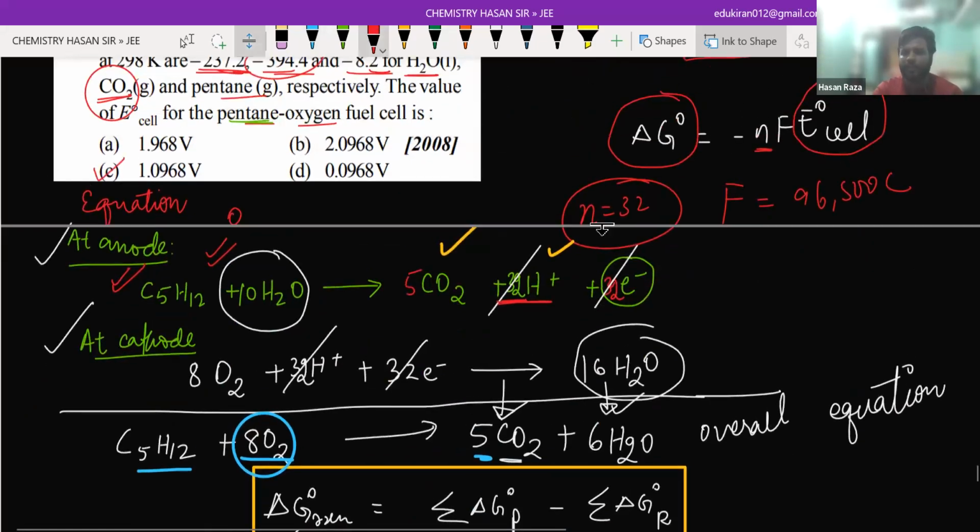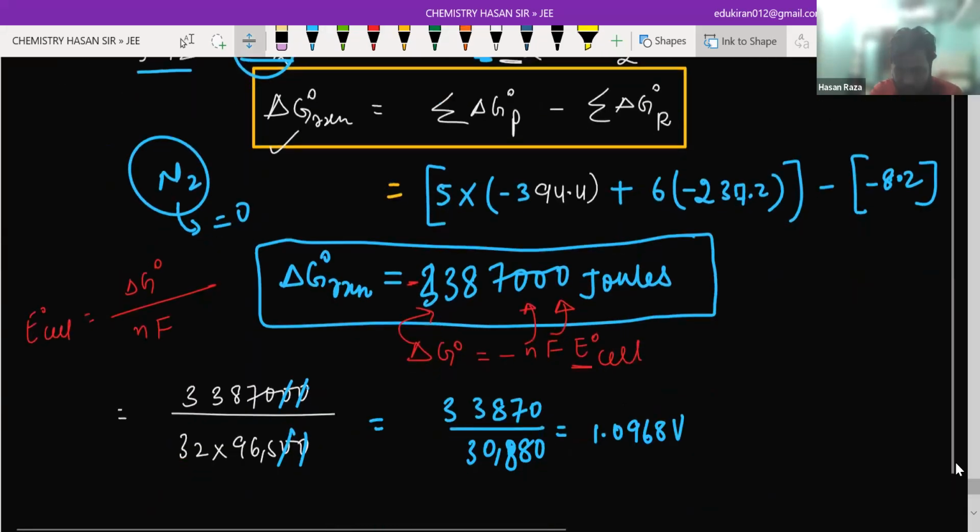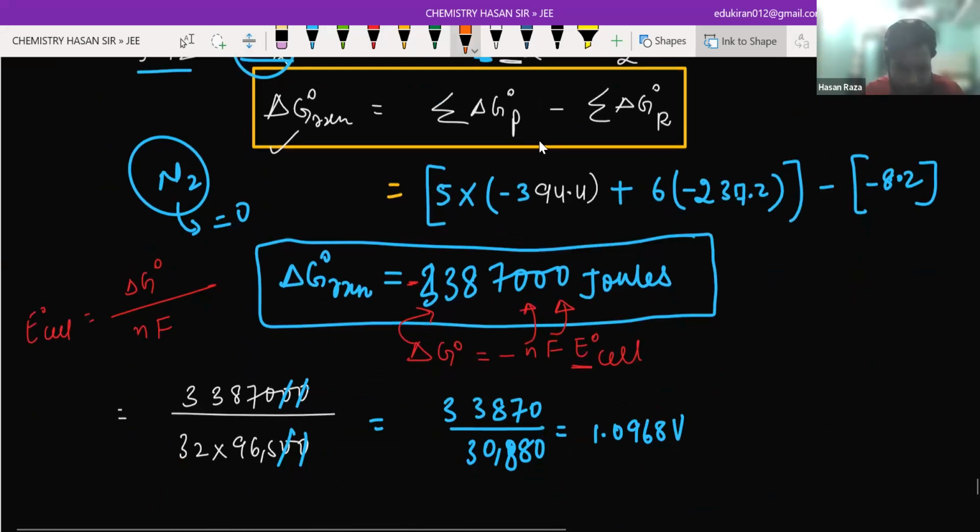Please check your mistakes. These are silly mistakes which should not be repeated. All of you should take care of this multiplication and division. If you are going to make mistakes here, then it is all over. So please be focused whenever you are multiplying and dividing.